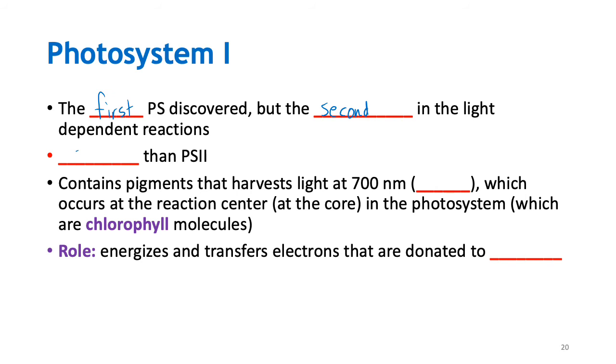It's smaller than photosystem 2 and contains pigments that harvest light at 700 nanometers, so we might call this photosystem 700, which occurs at the reaction center at the core of the photosystem, which are specialized chlorophyll molecules again. Chlorophyll A, chlorophyll B, but of course chlorophyll A plays the primary role in all this. The role of photosystem 1 is to energize and transfer electrons that are donated to NADP+.